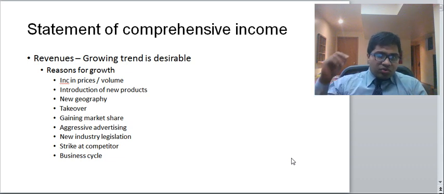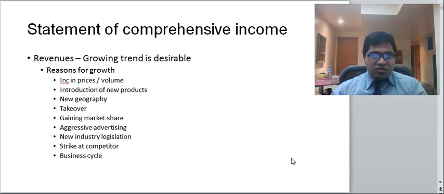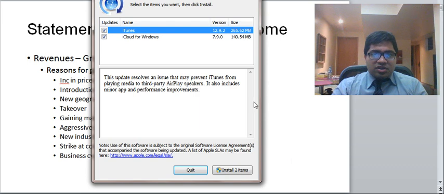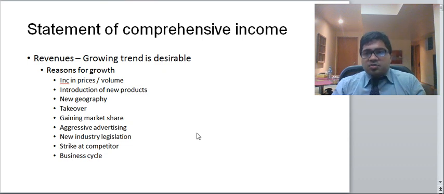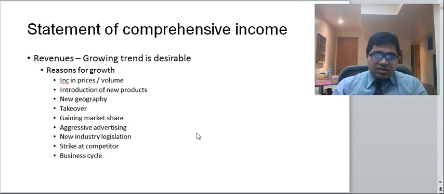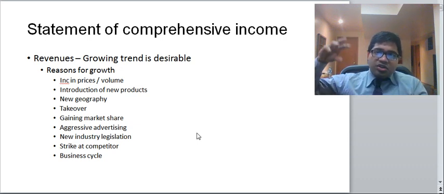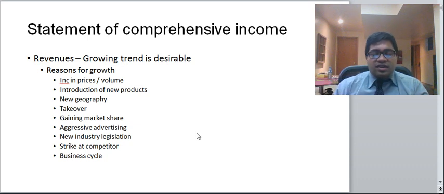Now, along with this growing trend, we are also interested in reasons for growth of sales. Increase in price or volume is generally a positive sign. Introduction of products is a positive sign. Expanding to a new geography, for example Tesla starting a factory in Shanghai in China, is a good sign.